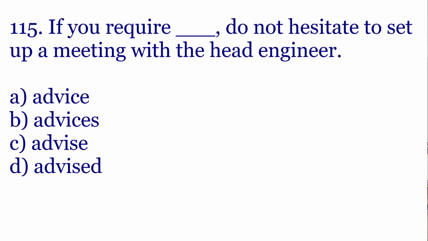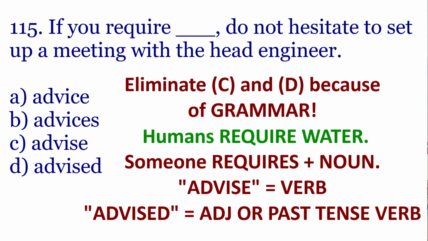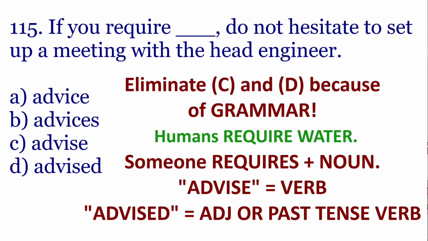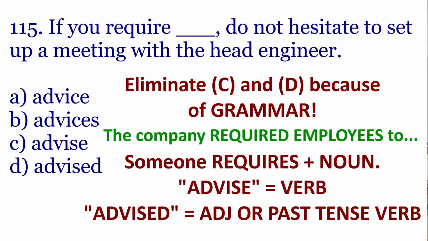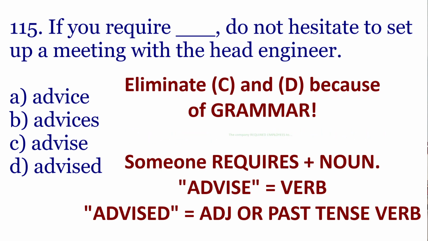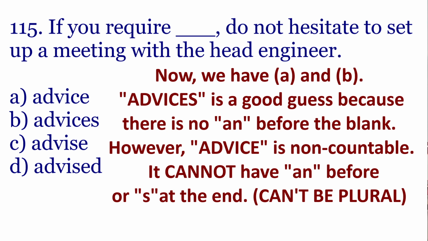Finally, 115, last question. Well, we can start with the grammar to eliminate two answers immediately. When you use require as an active verb, you need a noun after it. For example, subject requires noun. Humans require water. The company required employees, there's the noun, to wear uniforms. We need a noun, so eliminate C and D immediately. These are not nouns. So now we have A and B.